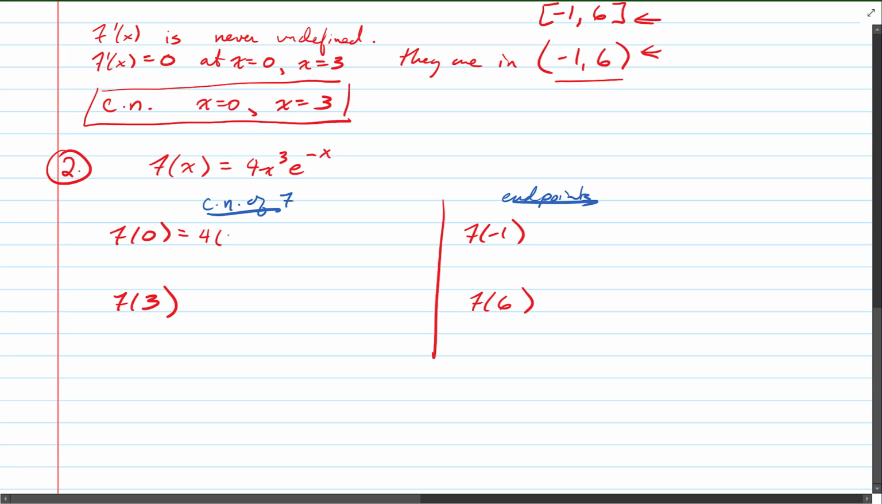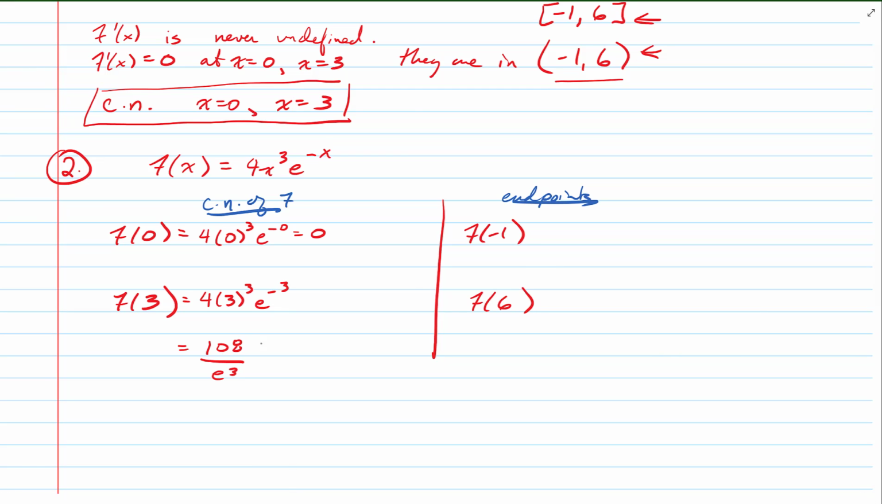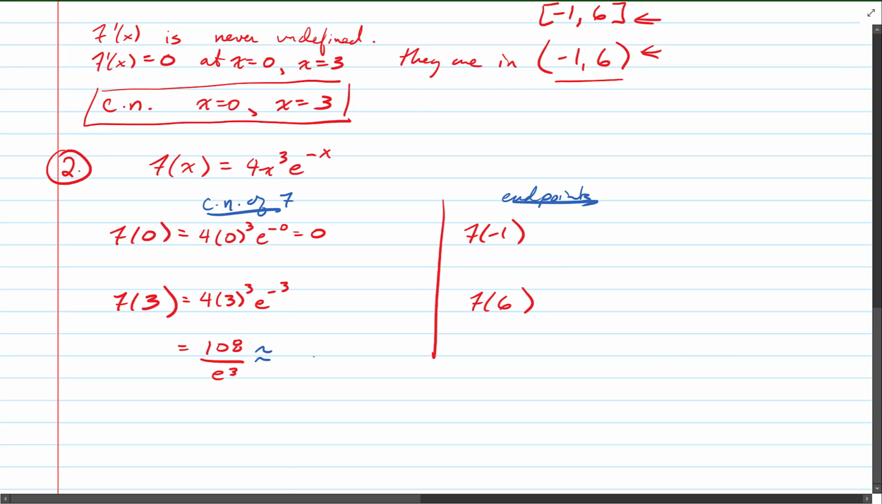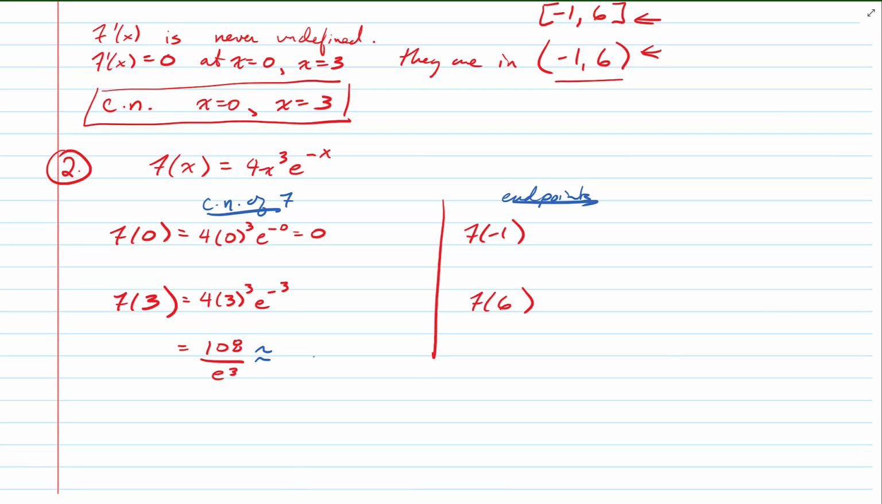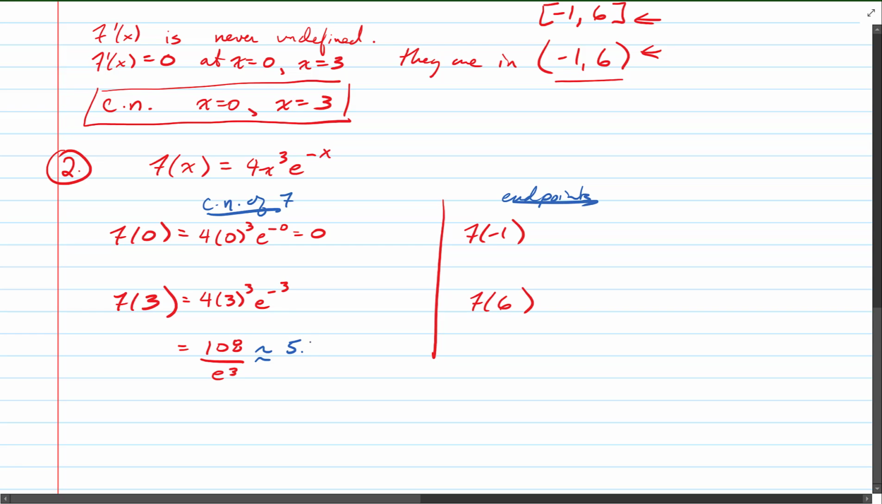So let's go ahead and evaluate f of 0. That one is 4 times 0 cubed e to the minus 0, which comes out to be 0. Then we're going to evaluate f of 3. That's 4 times 3 cubed e to the minus 3, which I believe simplifies to 108 over e cubed. Although that's a nice place to leave the answer, to compare it with the others, I might want to do a decimal approximation of that. If I do a decimal approximation of that number, I got about 5.37.